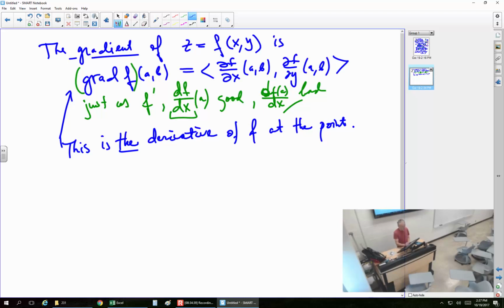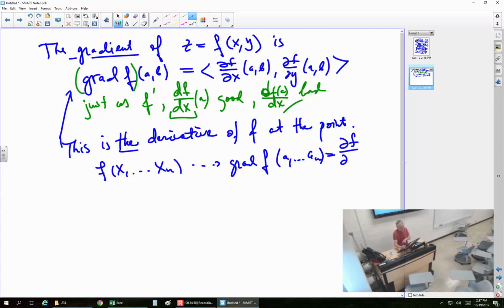You can certainly imagine that if you have a function of n variables, f of x1 through xn, then it produces the gradient of f at the point a1 through an. You differentiate f with respect to each of these variables, creating a big vector with n components.